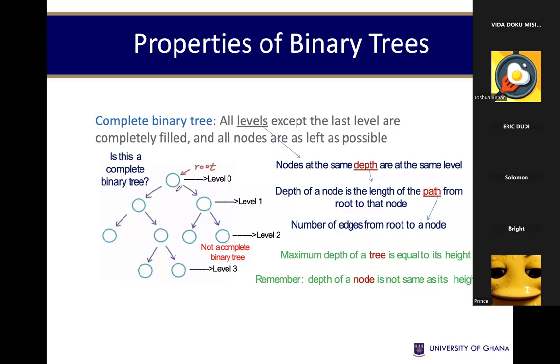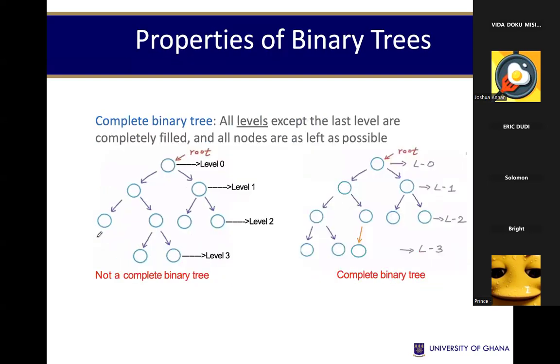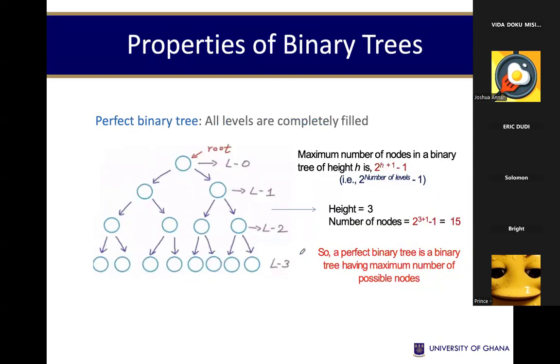Then we went on to also look at what we refer to as the complete binary tree. Here, all the levels are supposed to be completely filled with the exception of the last level, which, when it's supposed to be filled, should be filled as far left as possible. And that's what we saw the last time. So we realized that this example is not a complete binary tree, but this is a typical example of a complete binary tree because the last level is filled from the left, coming to the right. Okay.